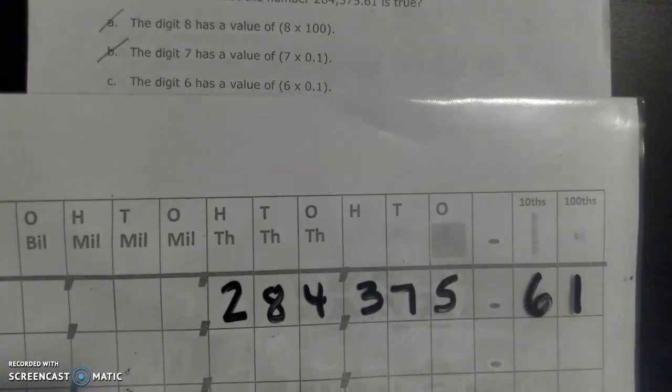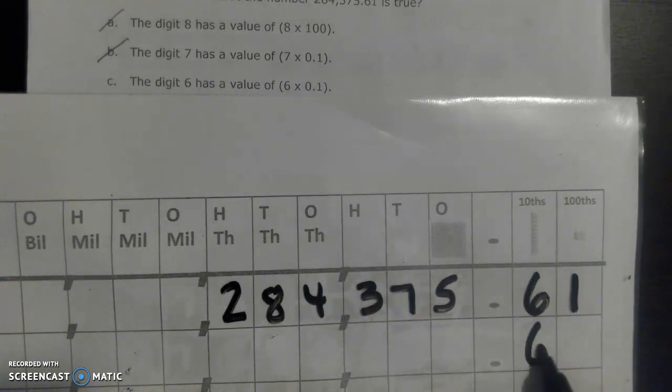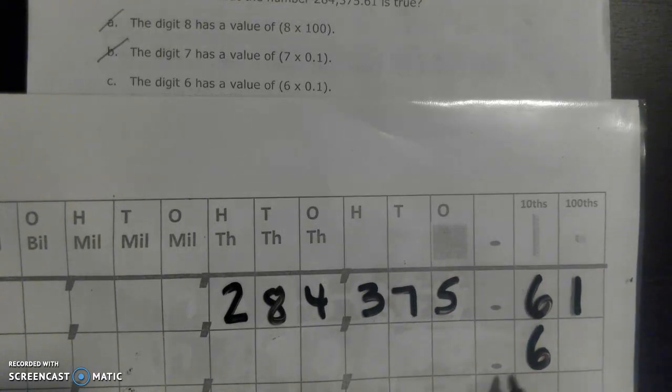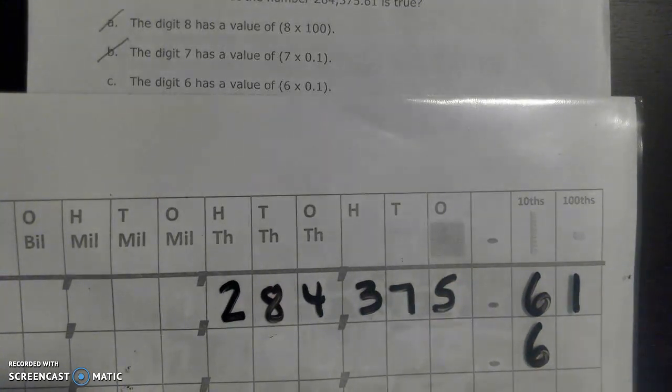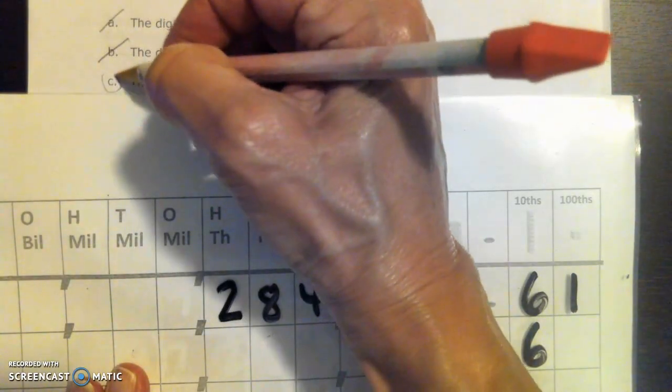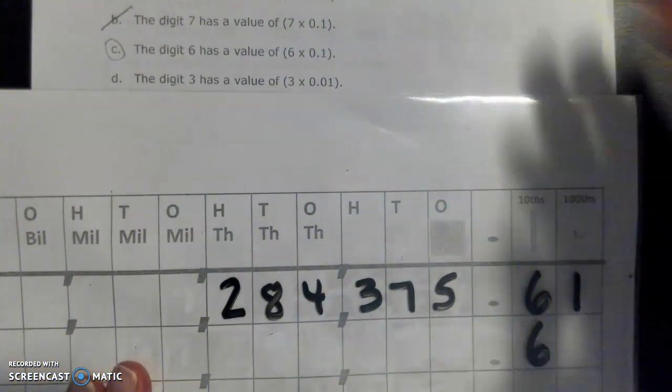The next is this digit 6 has a value of 6 tenths, or 6 in the tenths place. So I'm going to take my 6 down, and I'm noticing that that is in this place value 6 times 1/10. So that could be the right answer, but I always check all my answers first.